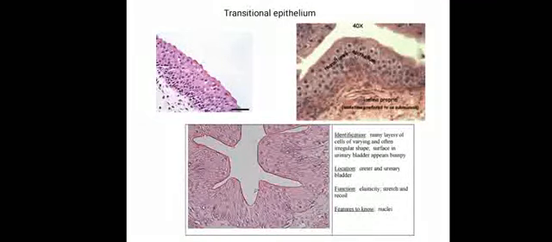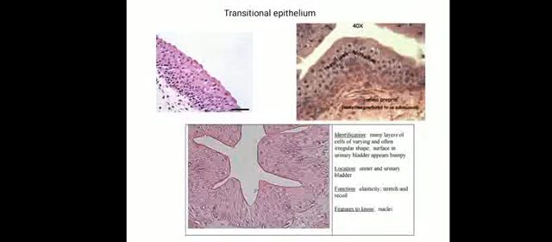Transitional, those are the ones that resemble pear-shaped cells. Pear-shaped is always stratified. They have many layers of cells. Where can you find it? In the urinary bladder and in the urethra.